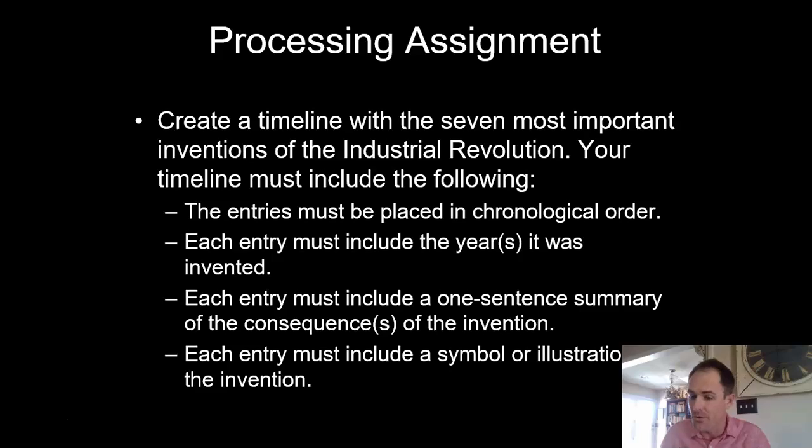We've done a timeline before, back when we did the end of the Middle Ages, right? So, like before, the entries must be placed in chronological order, must include the year it was invented, must include, probably most important here, a one-sentence summary of the consequences, the effects, the impact of the invention, and then a symbol or illustration of the invention.